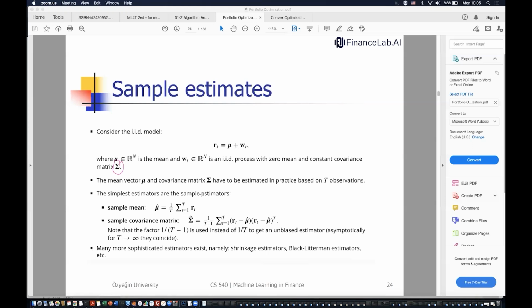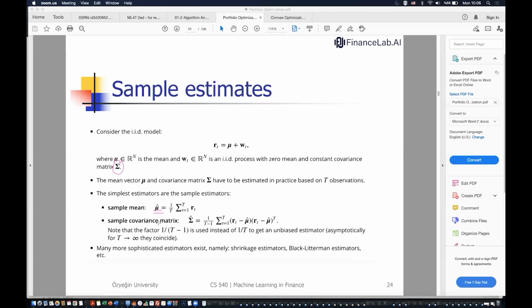So in this case, if this is the IID process, and we have T observations, then the average of the returns at each time step t will be the sample mean. And that will be the sample mean that we'll use in the portfolio.